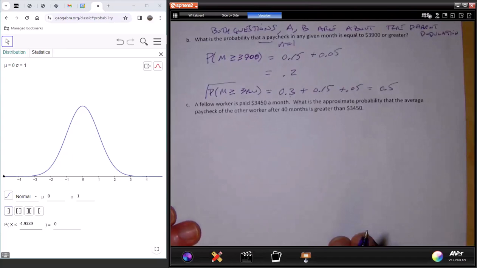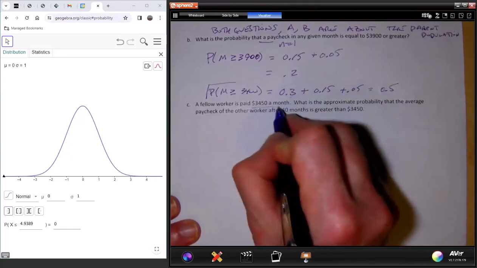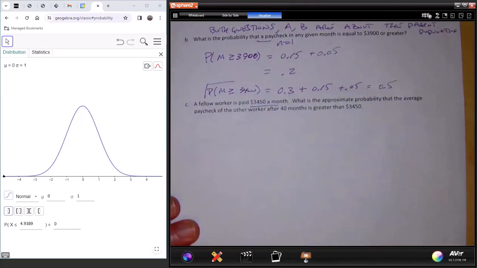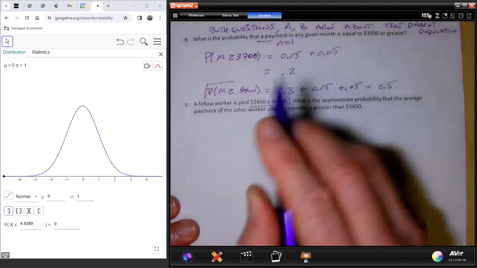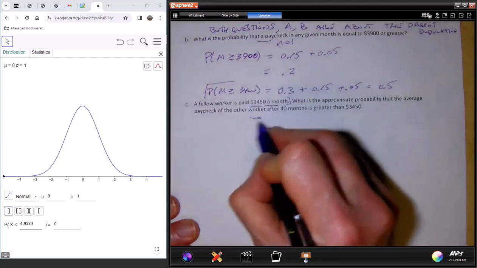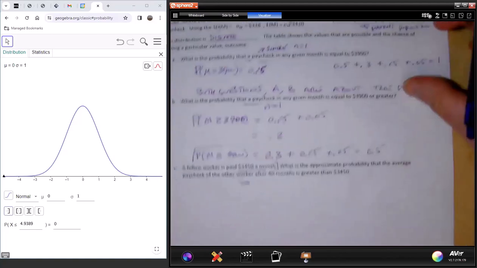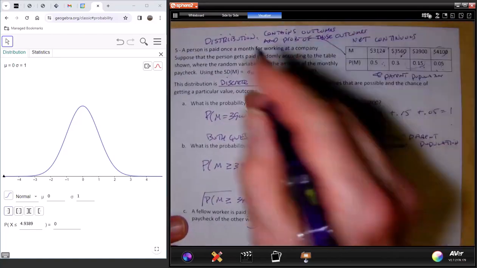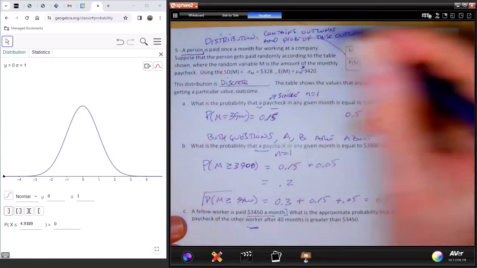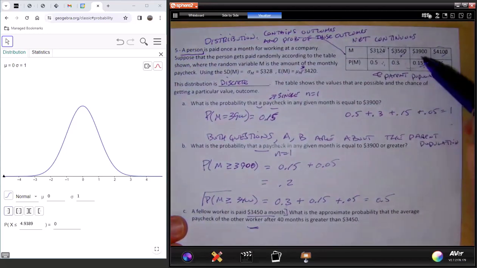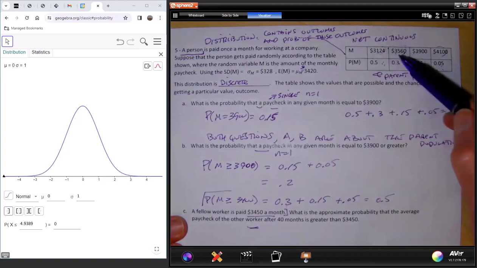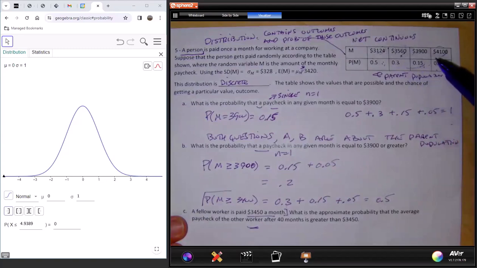A fellow worker is paid 34.50. What is the approximate probability that the average paycheck of the other worker after 40 months is greater than 34.50? So I see this fellow worker just gets 34.50 a month. This other worker, what other worker? The one that's getting paid using the scheme. So there's a single person that somehow has been roped into this crazy scheme of getting paid randomly, using this table. So sometimes they get this amount, sometimes they get that amount.